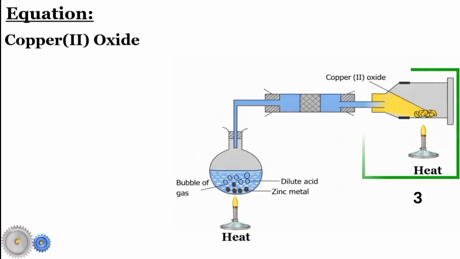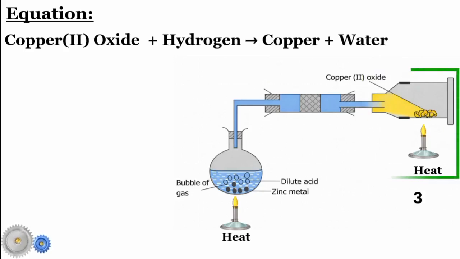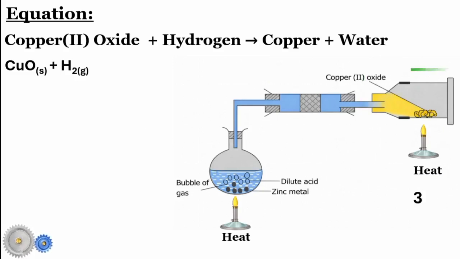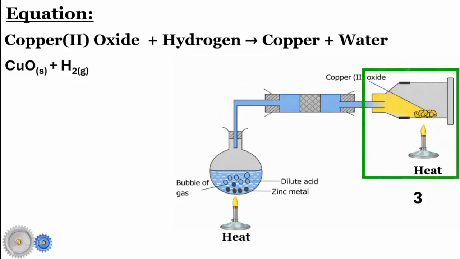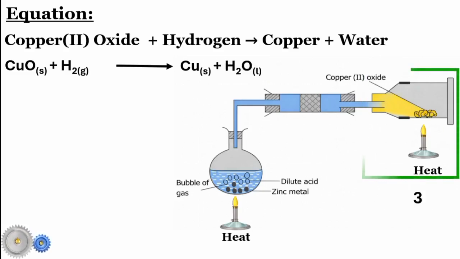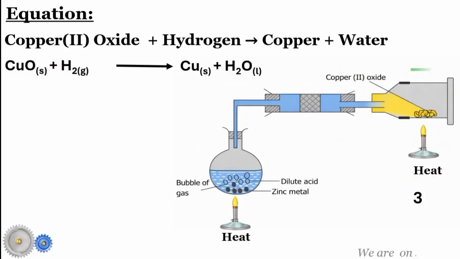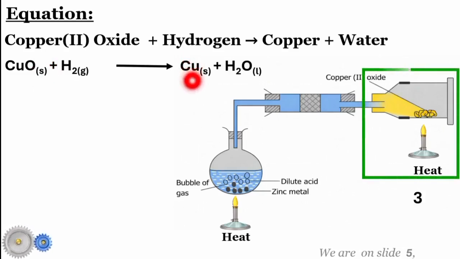So we are going to say copper oxide plus hydrogen gas is equal to pure copper plus water. We can also construct the chemical equation: copper oxide plus hydrogen gas is equal to pure copper plus water. So we can clearly see that hydrogen gas has removed oxygen from copper oxide, and copper has been left alone. So this is pure copper plus water.